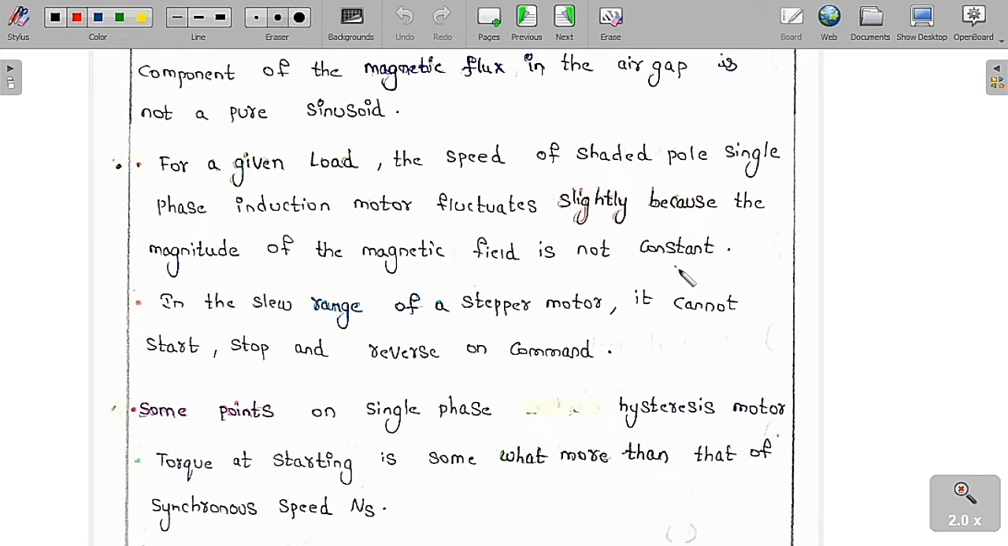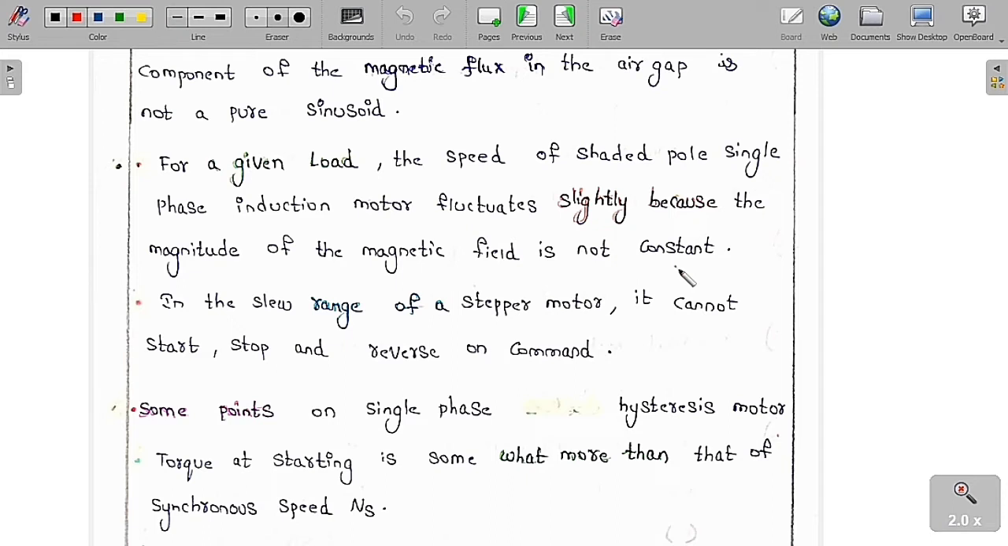Whenever the magnitude of the magnetic field is not constant, definitely we can say the speed is going to fluctuate, because speed is a function of the magnetic field. So whenever the magnetic field changes, the speed also changes. Therefore, for a given load, the speed of a shaded pole single-phase induction motor fluctuates slightly because the magnitude of the magnetic field is not constant.